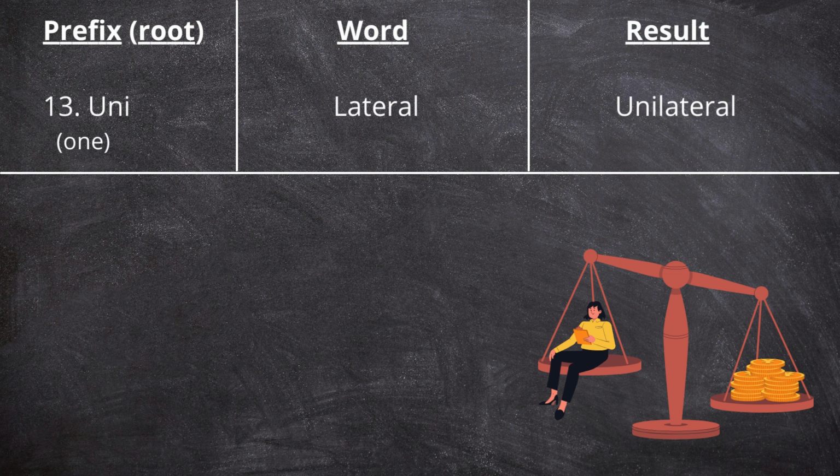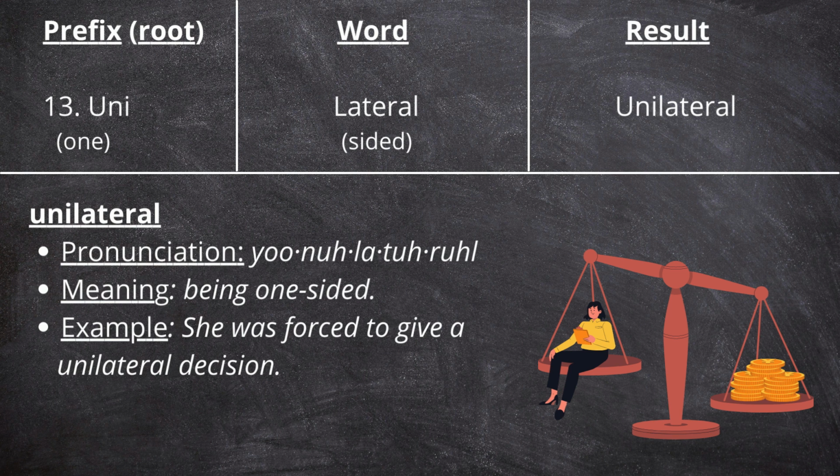The 13th prefix is uni, which means one, and lateral, which means sided. Both put together form a word unilateral. Unilateral means something which is being one-sided. For example, she was forced to give a unilateral decision.